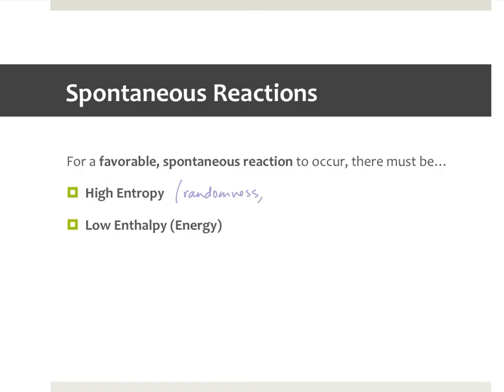Randomness and disorder. Isn't that interesting? The universe favors randomness and disorder in particles. And low enthalpy. So that's exothermic reactions. So this is a negative delta H. So you want low enthalpy, a negative delta H, which is an exothermic reaction, along with high entropy, a positive delta S, which is randomness and disorder.